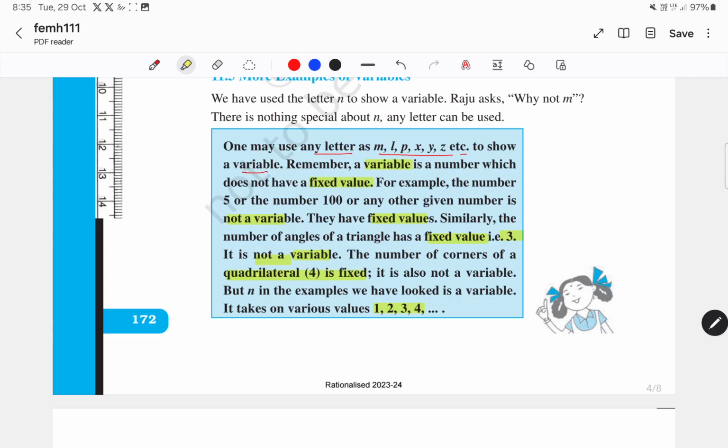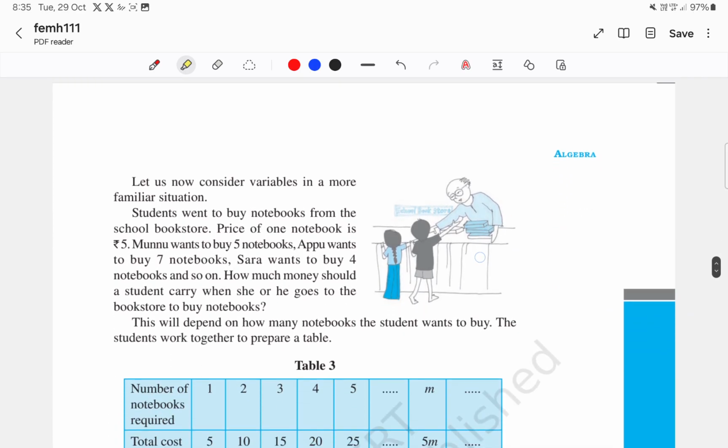For example, we can use n for age. A person's age is changing, so we can use a variable for it. Okay, a variable is a number which changes, which does not have a fixed value.